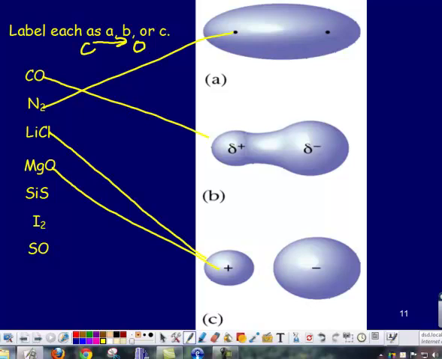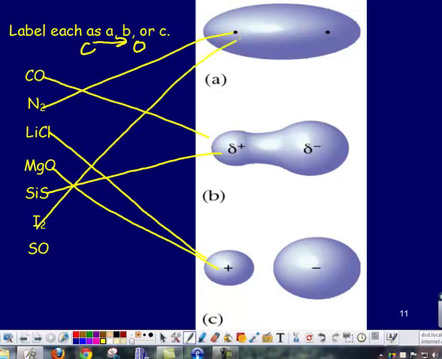SiS, I just kind of made it up because I was trying to make two elements in the bond. Si and S would both be nonmetals, so we'd say that would be that one. And then sulfur would be higher in electronegativity than silicon because it's further to the right. So Si would be the positive, S would be the negative one.